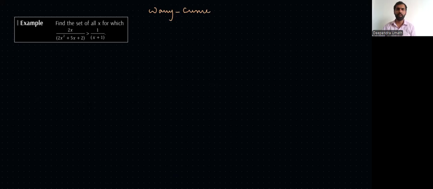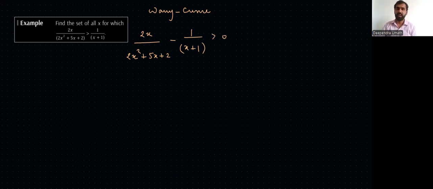So first of all, you need to understand the inequality is given in this manner: 2x divided by 2x square plus 5x plus 2 greater than 1 upon x plus 1. So what I do is, I bring this 1 upon x plus 1 to the left hand side. You put a negative sign here, and this becomes greater than 0. I hope you know that I'm shifting it to the left hand side.